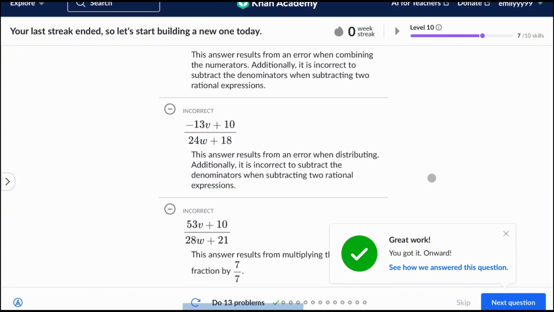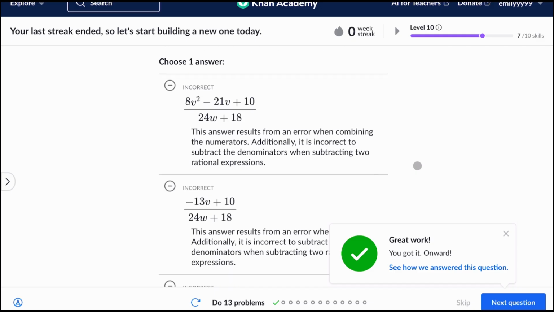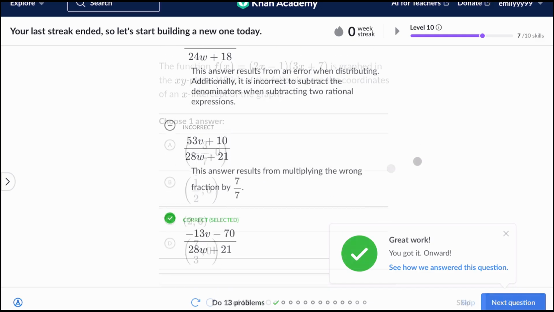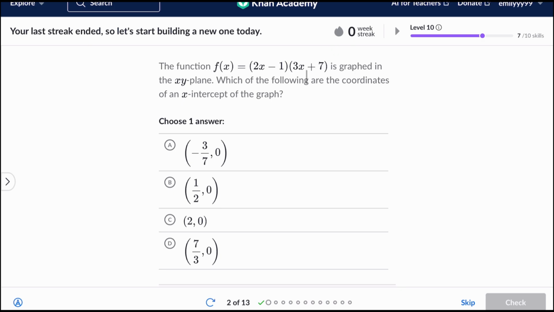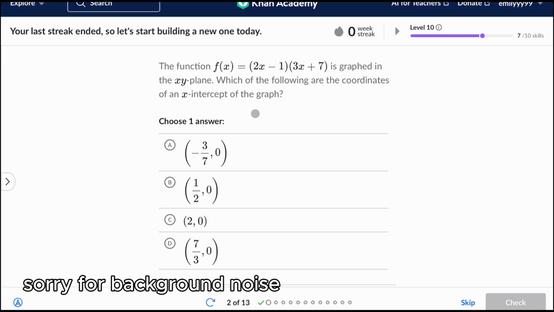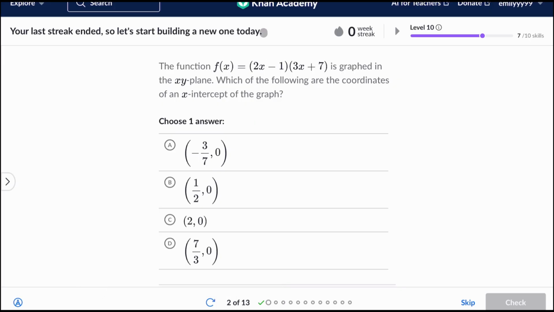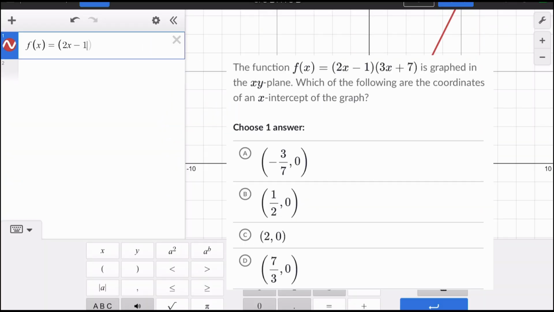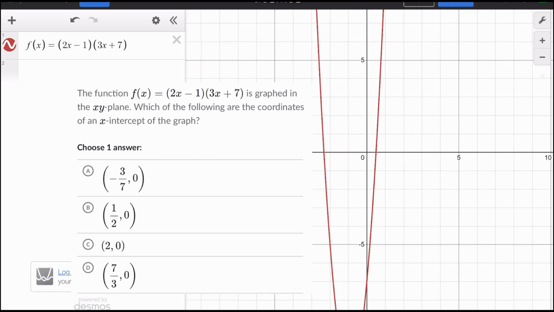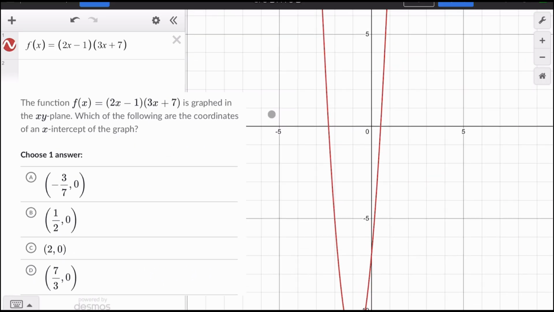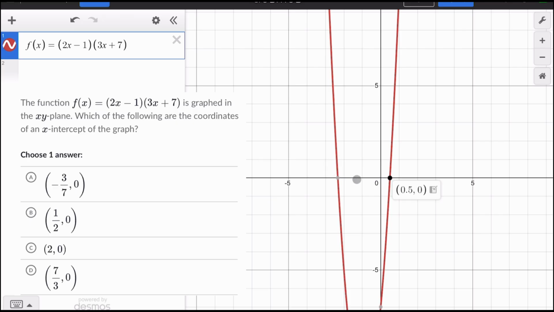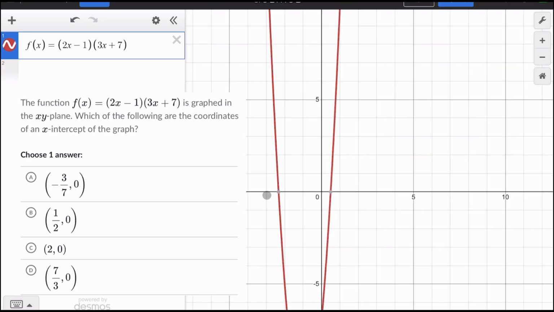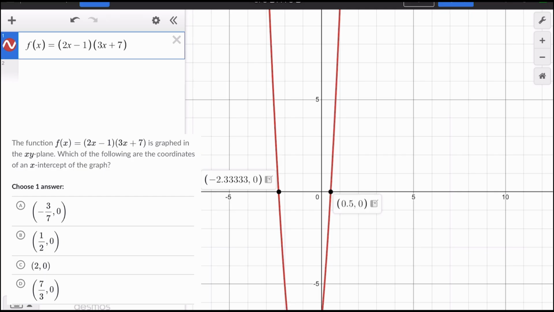You can read these answer explanations if you need to. The function right here is graphed in the xy-plane. Which of the following are the coordinates of the x-intercept of the graph? Okay, so all we have to do is plug in or just write the equation. It wants us to know the coordinates of the x-intercept. So you see here there are 2 x-intercepts. We probably just need one. One of them is going to be the answer choice.